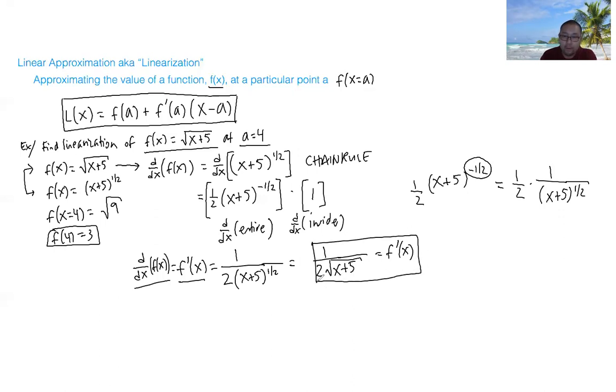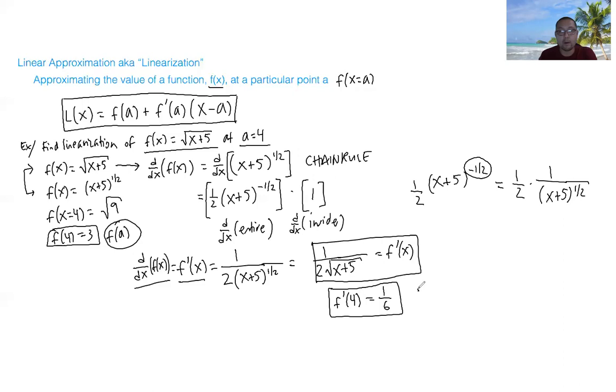This is our derivative. Our linearization formula wants this derivative evaluated at a, or at 4 in this case. So f prime of 4: put 4 in here, that's the square root of 9, which is 3. 3 times 2 is 6, so this is going to be 1 over 6. Now let's plug everything in. This is our f of a right here.